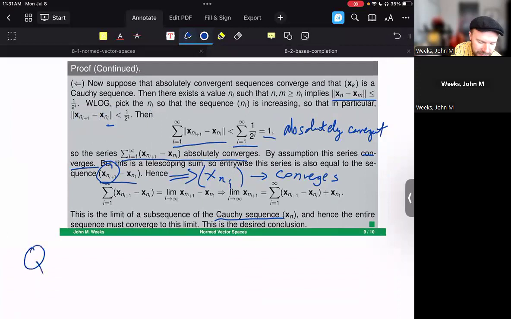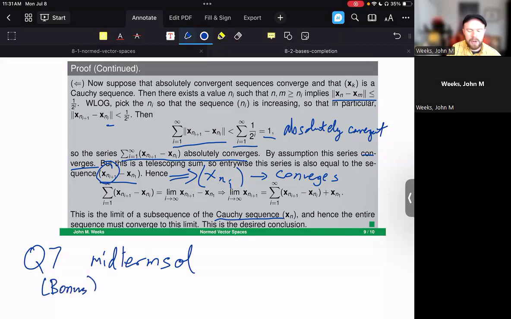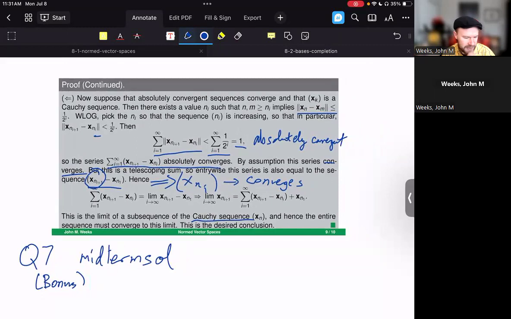If you would like to see where this is, take a look at question 7 in the midterm solution document, where I go through and prove that in the part marked bonus, which shows that if you have a subsequence of a Cauchy sequence that converges, then in fact, the entire Cauchy sequence converges. And that ends up getting us to this solution.